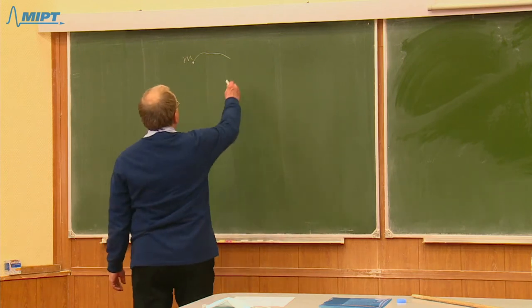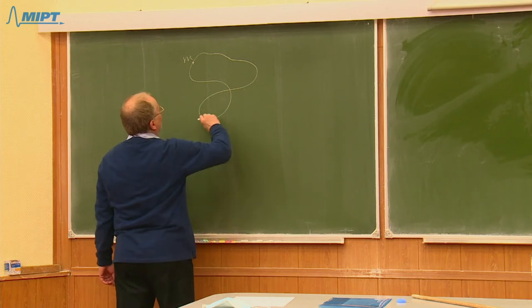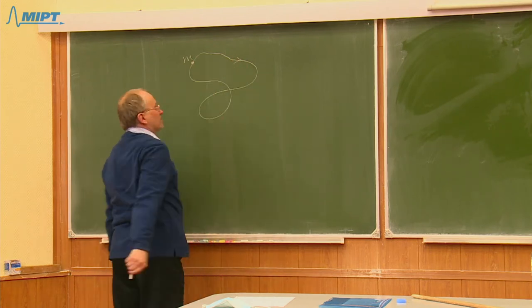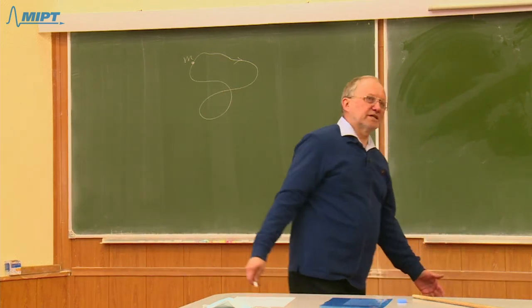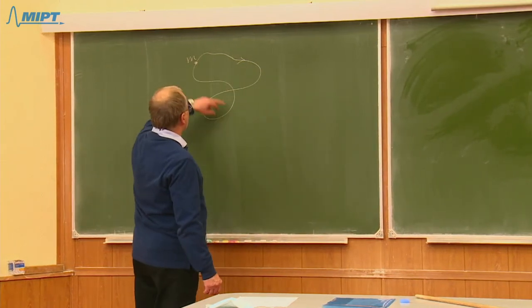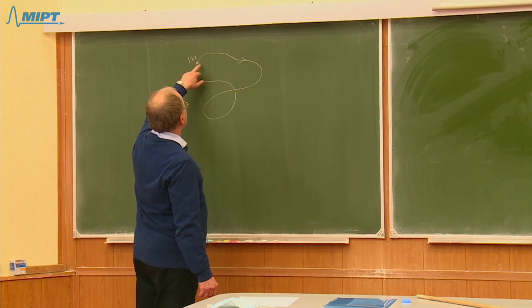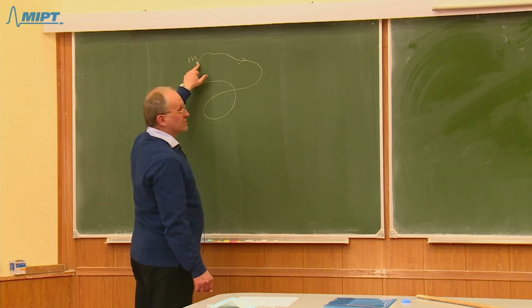What if the curve is closed? What if the body moves in an arbitrary way, but the final point coincides with the initial point? Sometimes that happens. And such a trajectory is called a closed trajectory if the end of this motion coincides with the beginning.